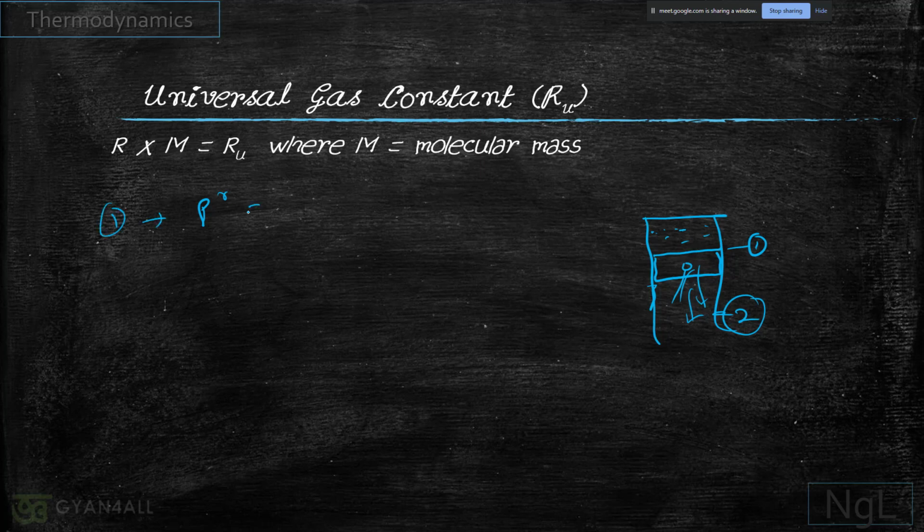Pressure is equal to say 500 Newton per meter square and volume equal to 0.2 meters cube. Temperature is equal to say 67 degrees centigrade. This is the condition.